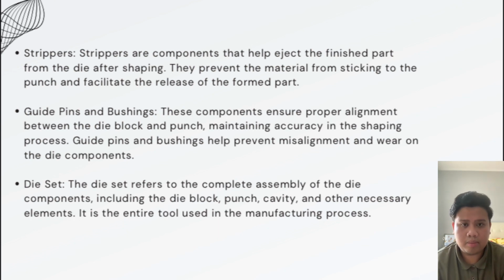Guide pin and bushing. These components ensure proper alignment between the die block and punch, maintaining accuracy in the shaping process. Guide pins and bushings help prevent misalignment and wear on the die components. Die set. The die set refers to the complete assembly of the die components, including the die block, punch, cavity, and other necessary elements. It is the entire tool used in the manufacturing process.